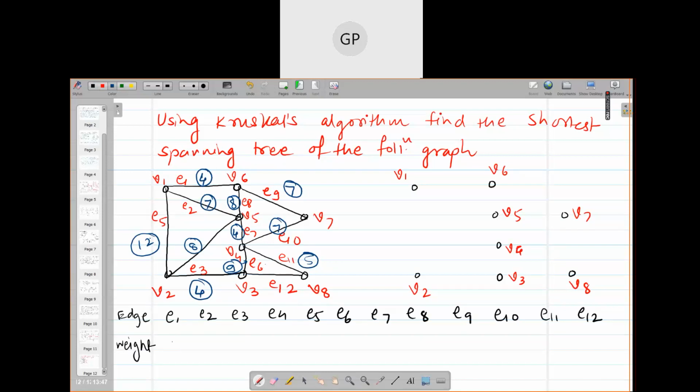E1 it is 4. E2, 7. Don't say anything, you all. I am doing bhajan, you just listen. You don't utter a single word. Do you hear me? I want you to tell me the weights.